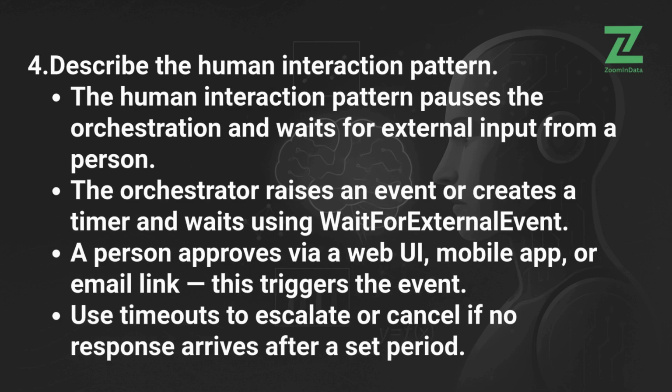Describe the human interaction pattern. The human interaction pattern pauses the orchestration and waits for external input from a person. The orchestrator raises an event or creates a timer and waits using wait for external event. A person approves via a web UI, mobile app, or email link. This triggers the event. Use timeouts to escalate or cancel if no response arrives after a set period.